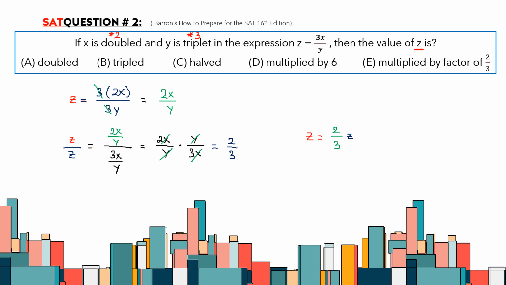So if x is doubled and y is tripled, in the expression z equals 3x over y, then the value of z is multiplied by a factor of 2/3. So E is the right answer.